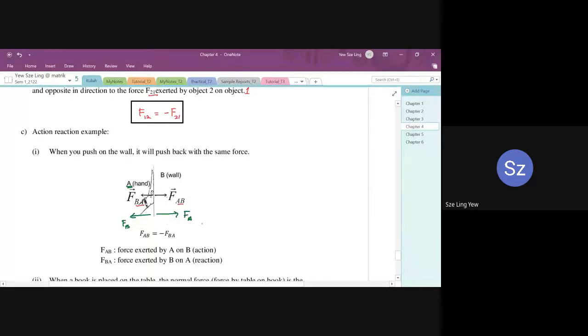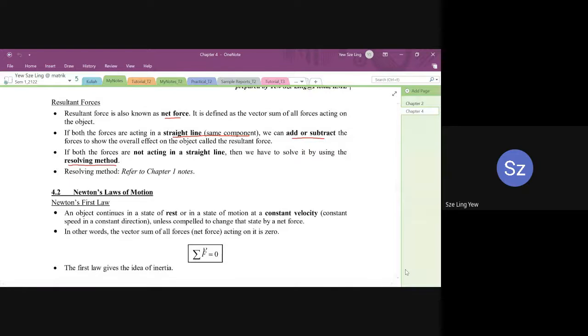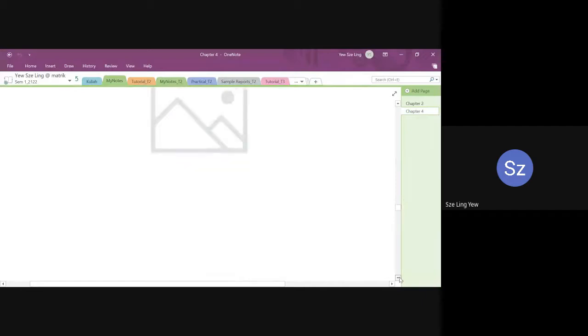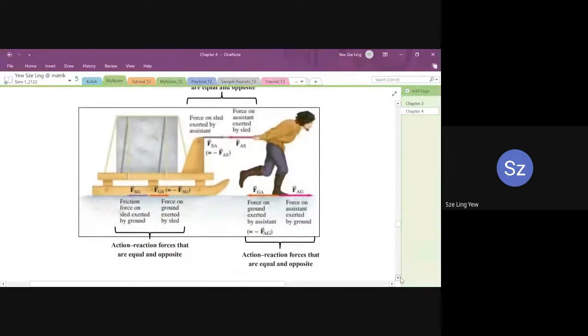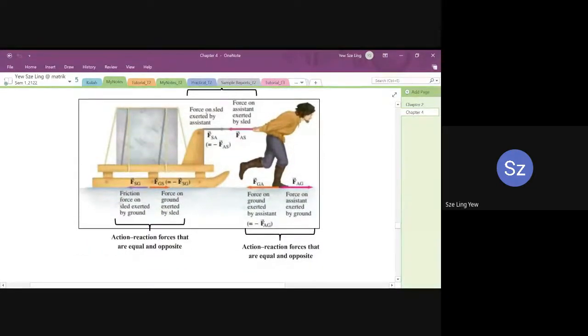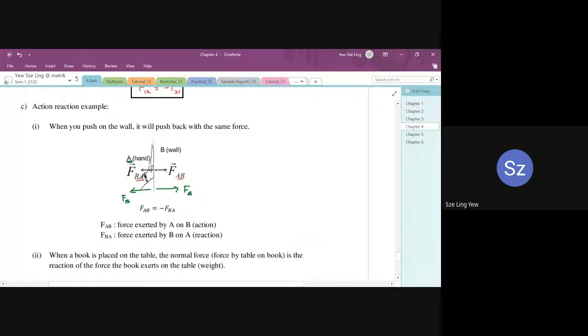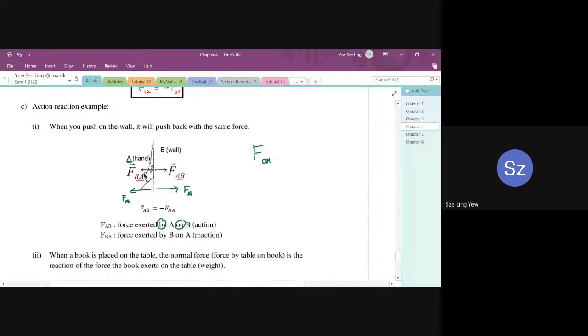I seldom use double subscript notation because it's different in different books. In your notes, it says force exerted by A on B, but in some other books, I can show you the diagram, they use BA. For example, this one uses on-by. So it mentions on first and then followed by. On B by A. Your notes use by-on in the double subscript notation. So that is what I meant. Some books use on-by.